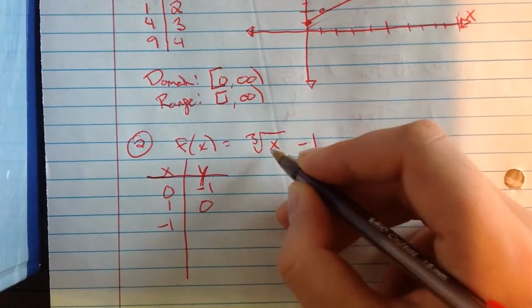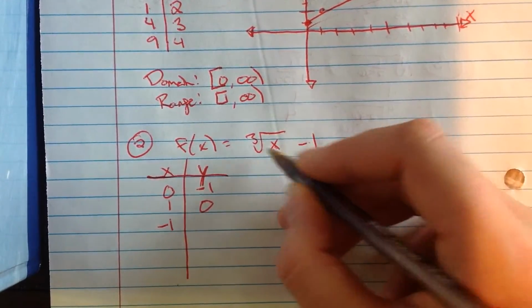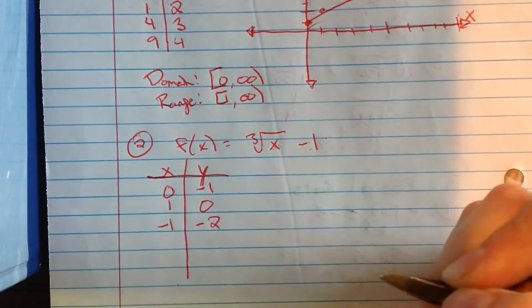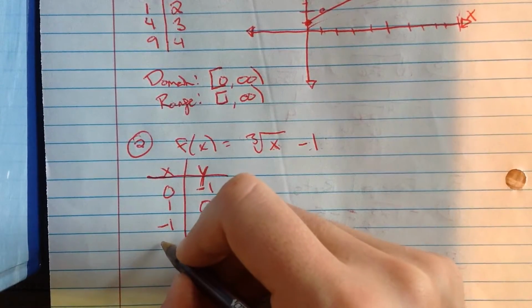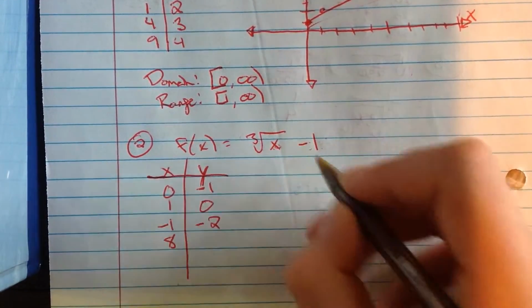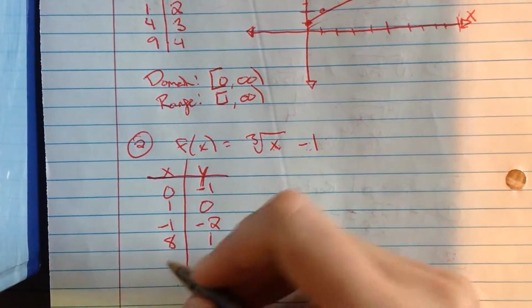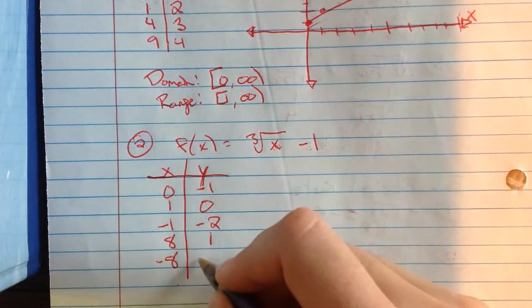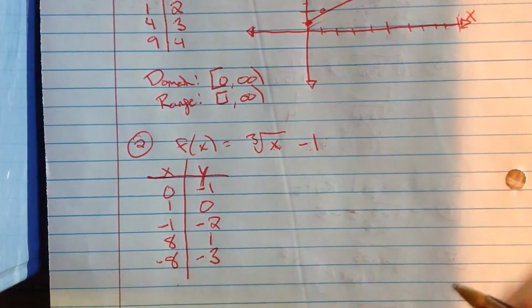Put negative 1 in, cube root of negative 1 is actually negative 1. You can cube root a negative. Minus 1 is negative 2. Cube root of 8 is 2, minus 1. Cube root of negative 8 is negative 2, minus 1 is negative 3.